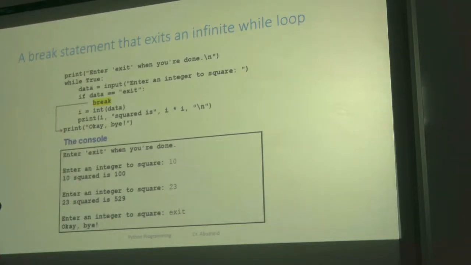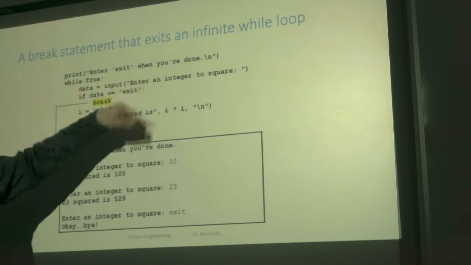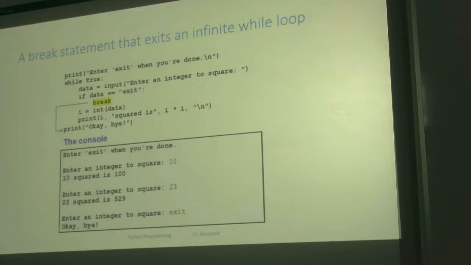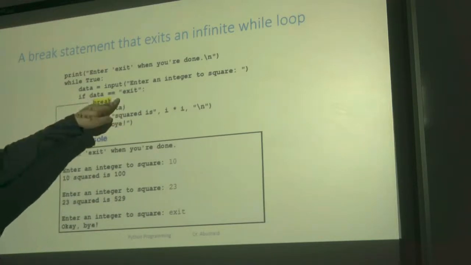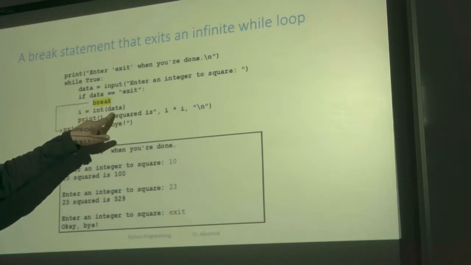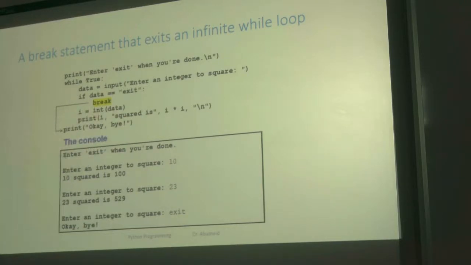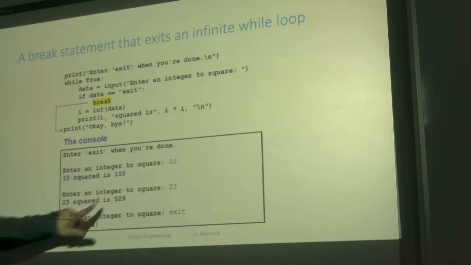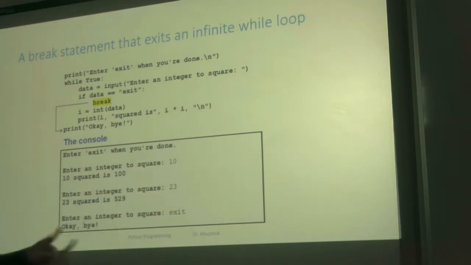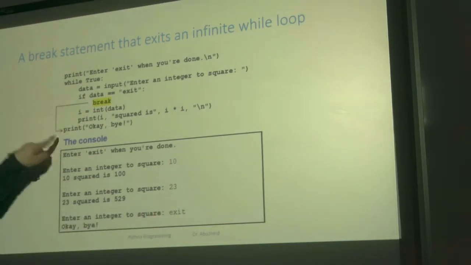All right. So break and continue. So in here, for example, let's take a look at this code. Print: enter exit when you are done. While true. While true will loop forever. If data equals exit, then you break. Otherwise, you read the data, the data will be saved in a variable I, and then you print this square. So enter integer 2, squared, 10. 10 squared is 100. Then you enter 23, it will give the square. If you enter exit, it will bring you where? Outside of that loop. Logic you have done before.